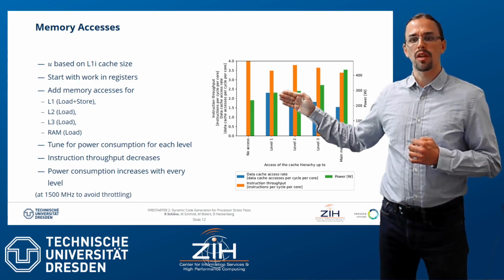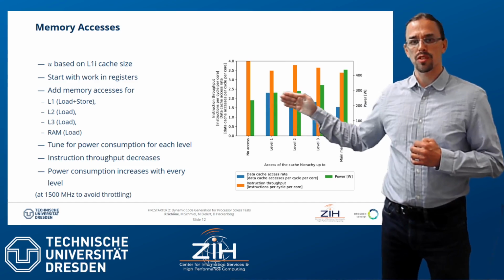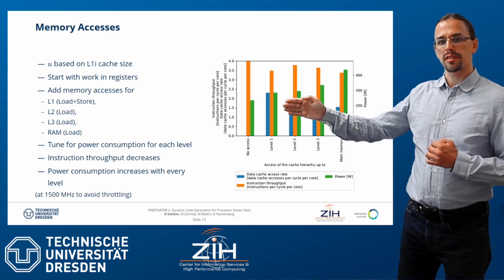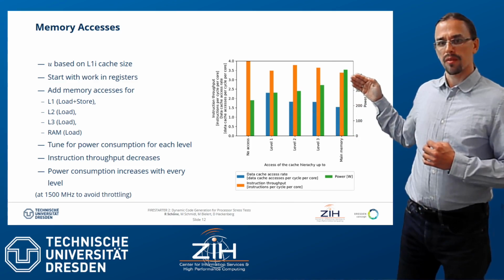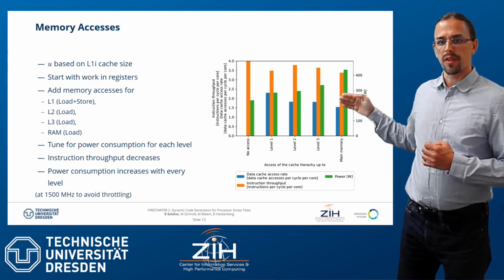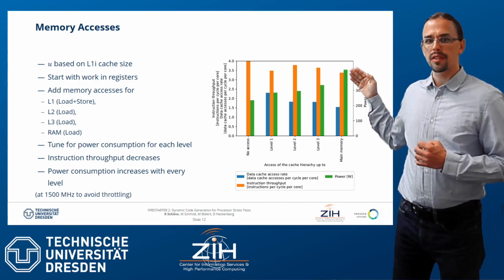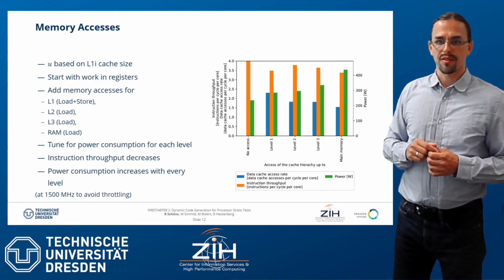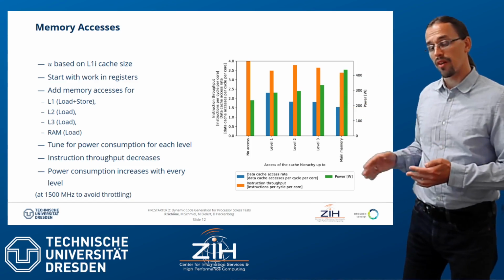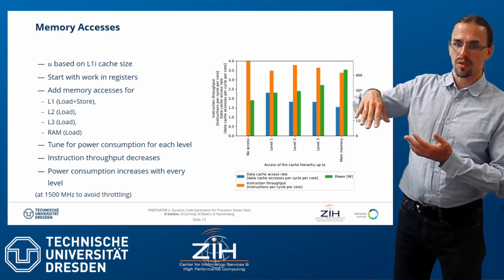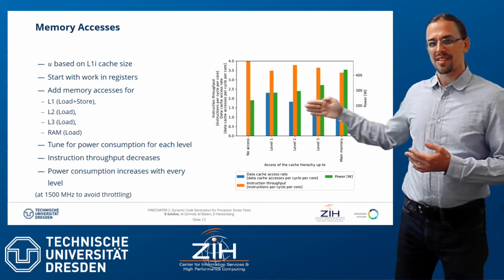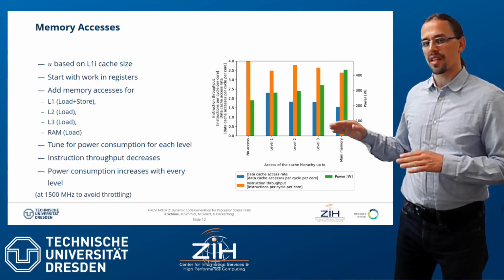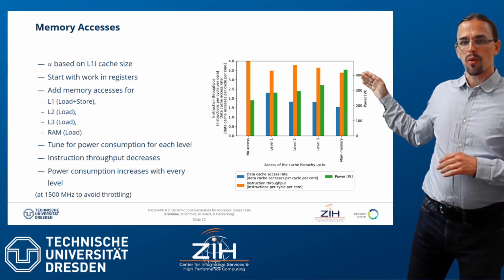We go to the green bar, that's the one for the power consumption. We start with registers, level 1, level 2, level 3, and added main memory. So we always add another level of memory that is accessed. And then we come here to the power consumption at 1.5 gigahertz. So we used 1.5 gigahertz here to avoid the effect that the processor clocks down, and then we would just have another level of abstraction here. We just use the 1.5 to make sure that this doesn't happen. Okay, and we have that increasing power consumption here.